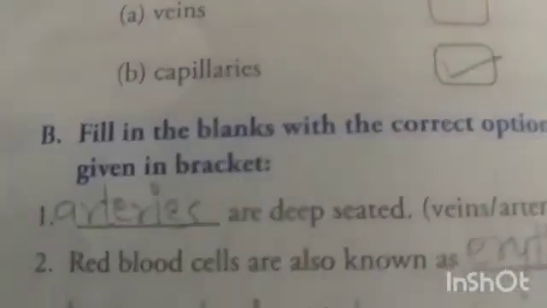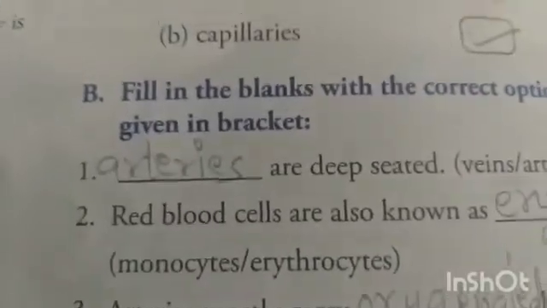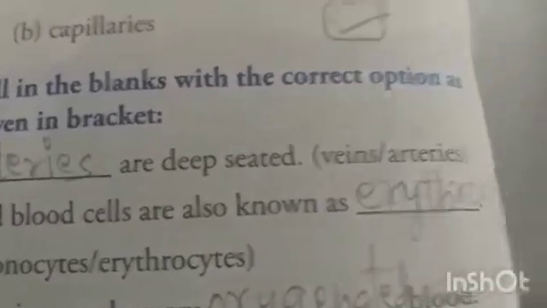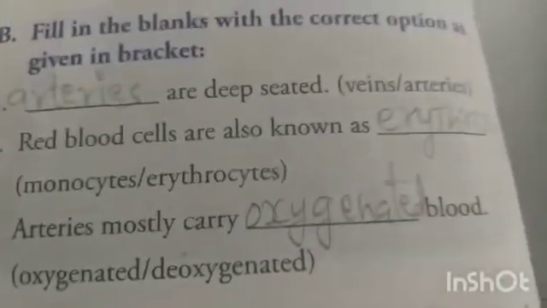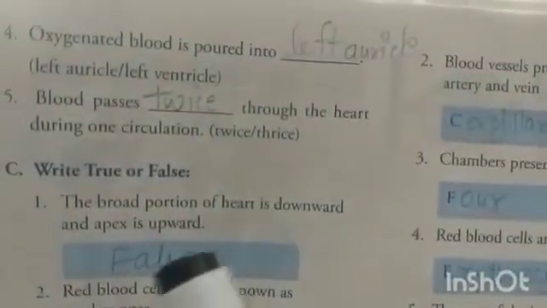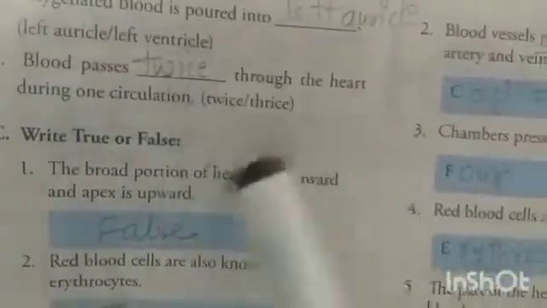Now question B, fill in the blanks. Arteries are deep seated. Number 2, red blood cells are also known as erythrocytes. Okay, third one, arteries mostly carry oxygenated blood. Now fourth one is oxygenated blood is poured into left auricle. Now fifth one is blood passes twice through the heart during one circulation. That is double circulation.